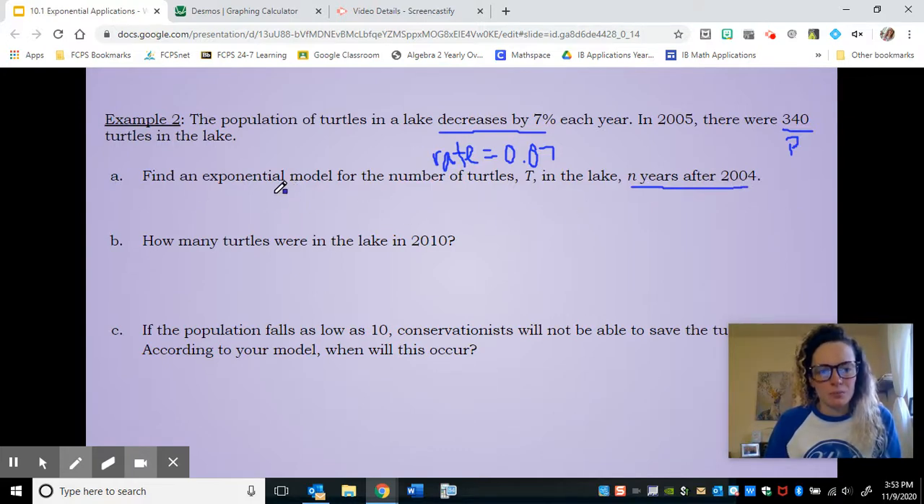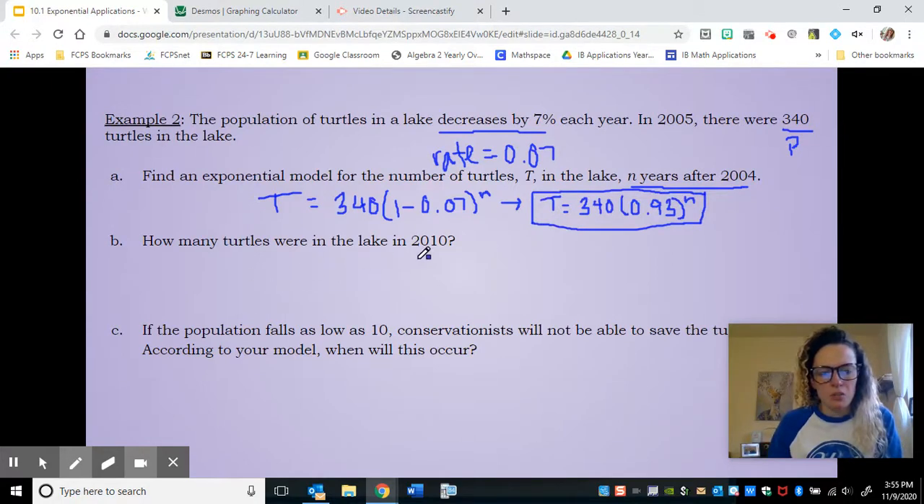So my exponential model, t equaling my principal amount of 340 turtles times, since I'm decreasing by 7% each year, 1 minus 0.07, raised to the n. So again, just simplifying inside the parentheses, and you could have done this all in the same step.